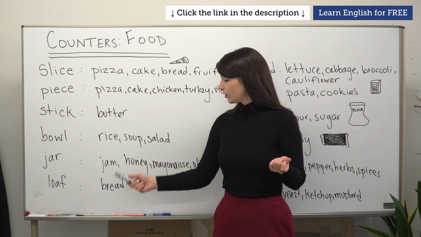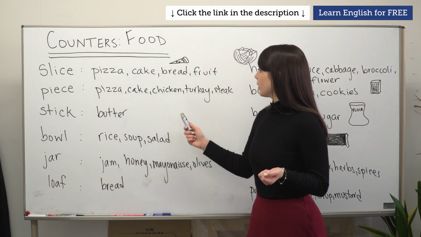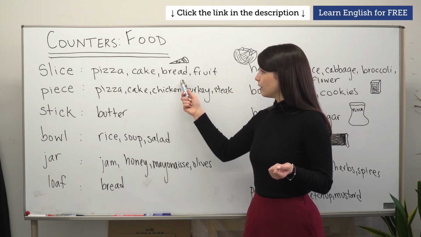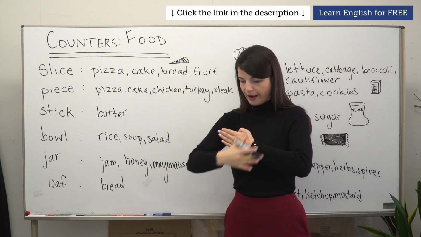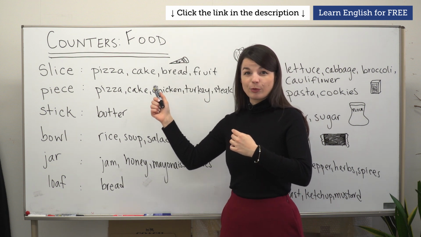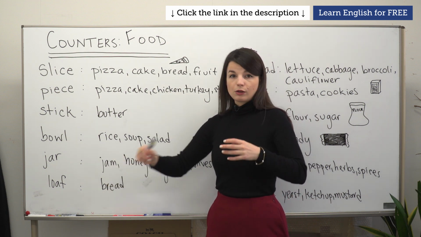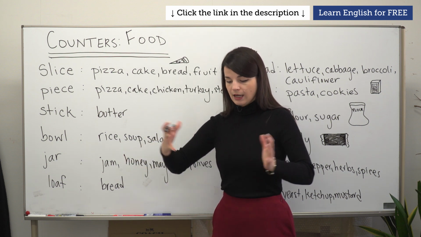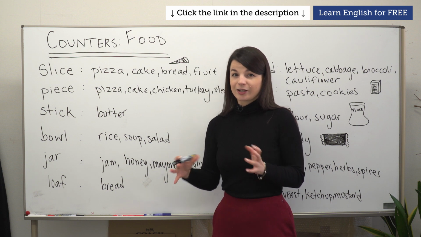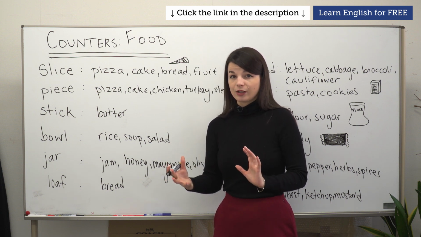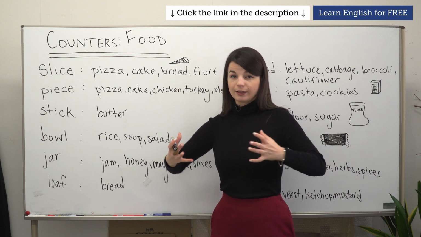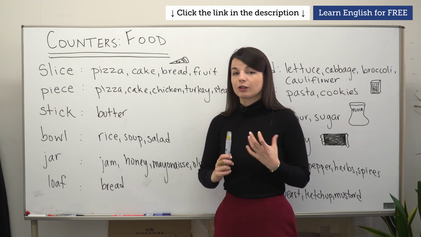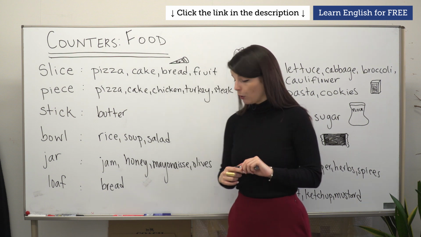So loaf we use to count bread. You'll remember up here I said slice of bread. Slice of bread is used for a piece, a part of bread. However, loaf is used to talk about the entire bread, uncut. So bread that has not been touched, or bread that has not been changed at all, that's a loaf of bread, a loaf of bread. So we use the word loaf to talk about bread. Okay.